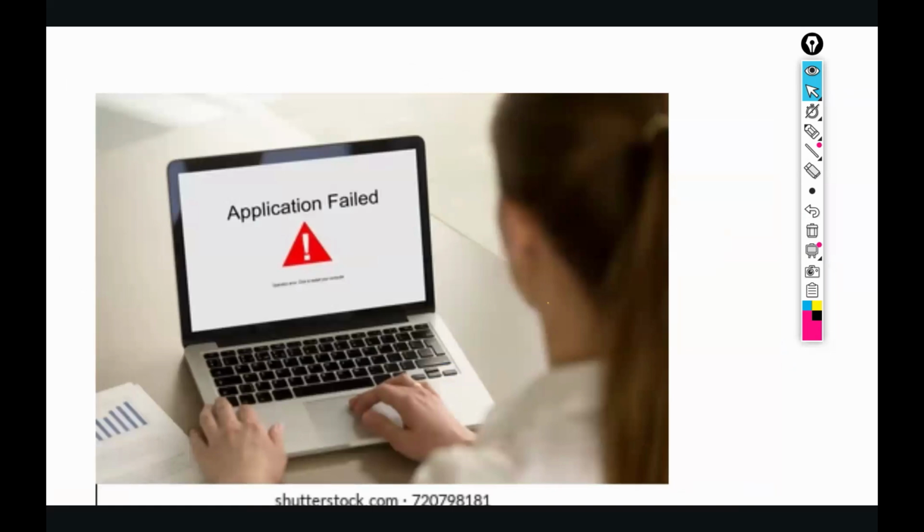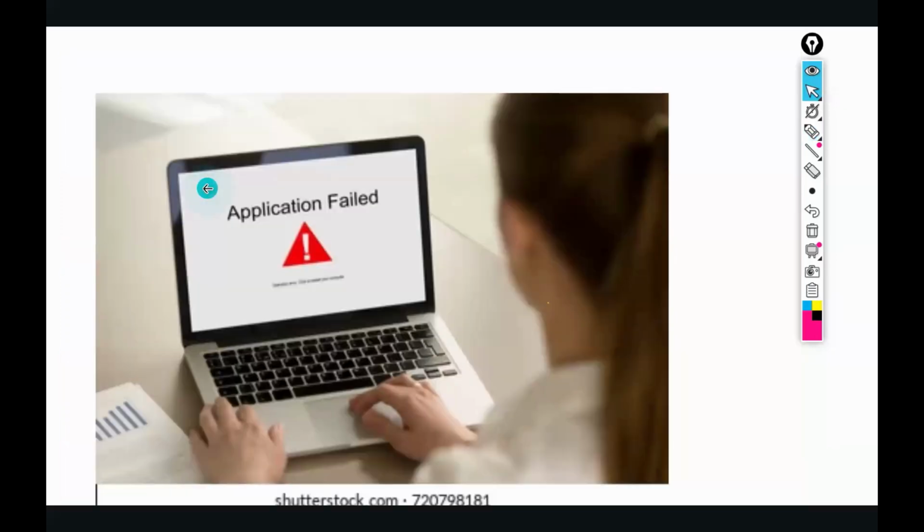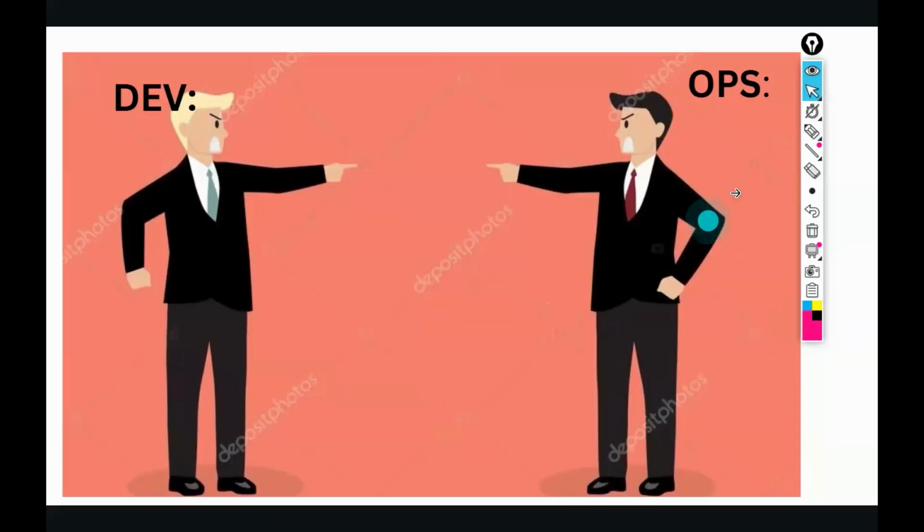Once our application has failed at the production level, automatically there is a lot of confusion between the development team and the operational team. So let us discuss the confusion.